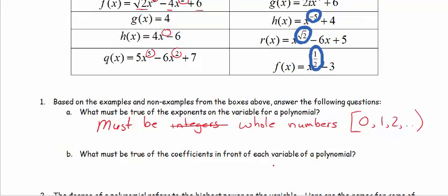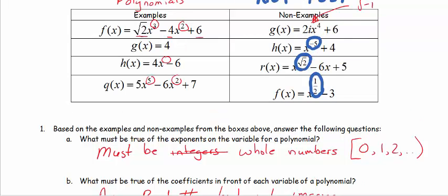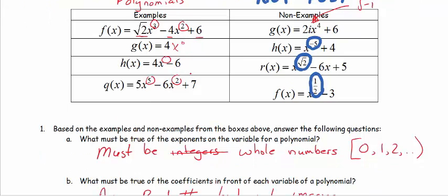What's true of the coefficients in front of each variable? Okay, any real number can be there, but not imaginary. Okay, so we've got some good guidelines for what is going to make us to have polynomials and what is not going to have us to be polynomials there. Just looking for integers or just constants. Obviously this is an x to the 0, and that's why that is a whole number there as we're looking through.